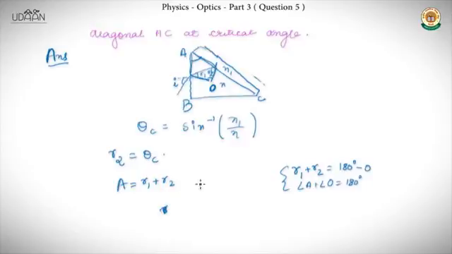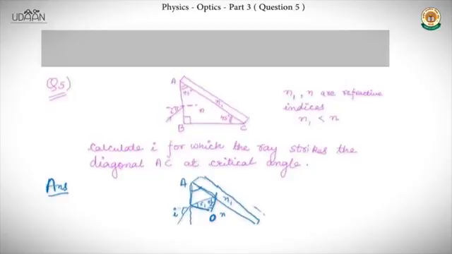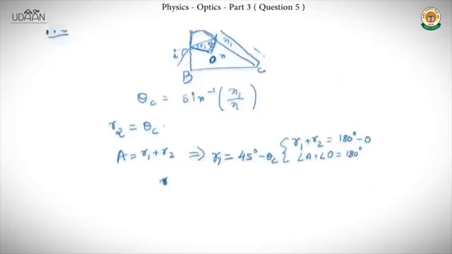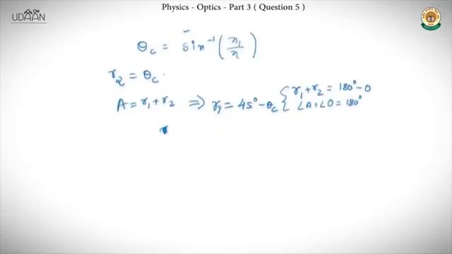So this implies R1 is equal to 45 degrees minus the critical angle, because the critical angle is R2 and the value of A is 45 degrees as given in the question. Now we will proceed ahead.